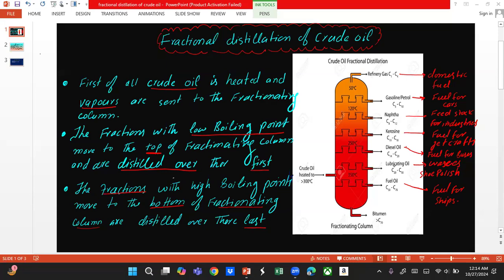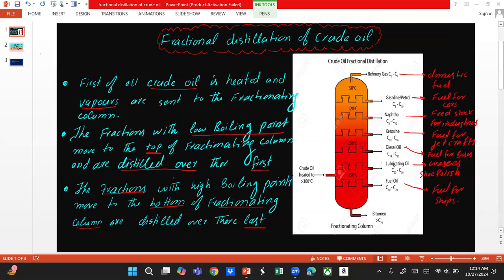Today I am going to discuss a very important topic, fractional distillation of crude oil in organic chemistry, right? Before this you have studied fractional distillation of water and ethanol in experimental chemistry. Okay, keep in mind this topic has been asked in paper 1, in paper 2, and sometimes in paper 4, but mostly it is a part of paper 1 and paper 2.